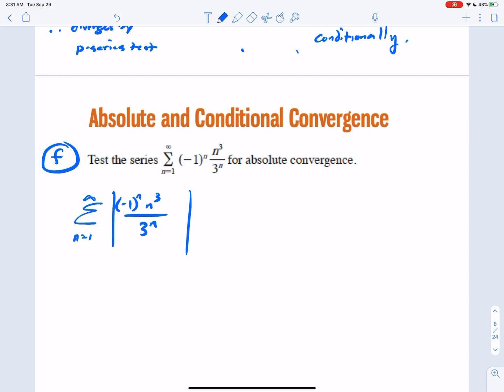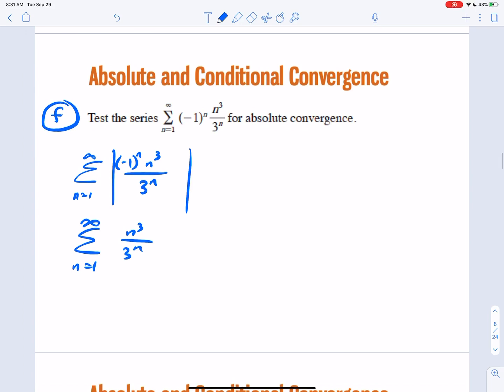Okay, that'll get rid of -1 to the n. So we're just going to have n cubed over 3 to the n power, as n starts at 1 and ends at infinity. Okay, what do we do here? What would you guys do? Okay, so definitely not P series, not geometric series. The divergence test would fail.